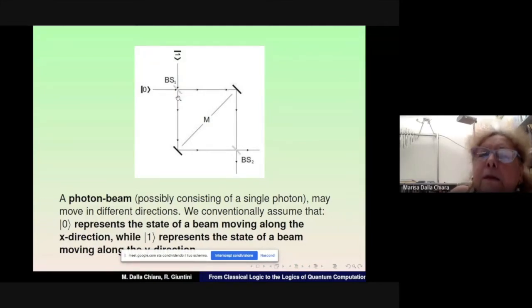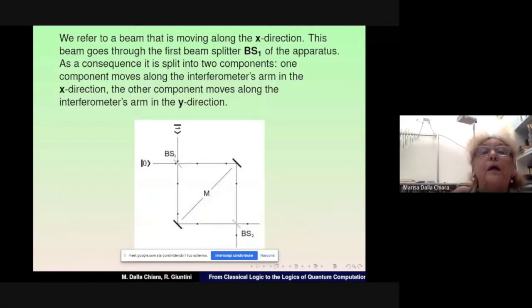Let me very briefly recall what happens in the case of a Mach-Zehnder interferometer. We have a photon beam, possibly consisting of a single photon, and this is very important also from a philosophical point of view, in my opinion, that this photon beam can consist of a single photon. And this photon beam may move in different directions. We conventionally assume that ket 0 represents the state of a beam moving along the x direction, while ket 1 represents the state of the beam moving along the y direction.